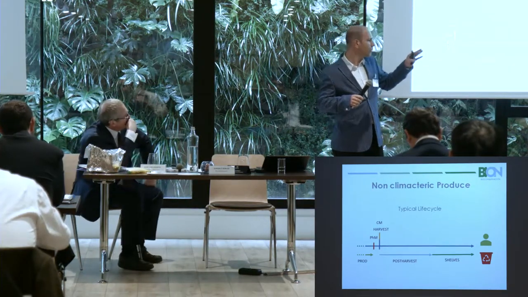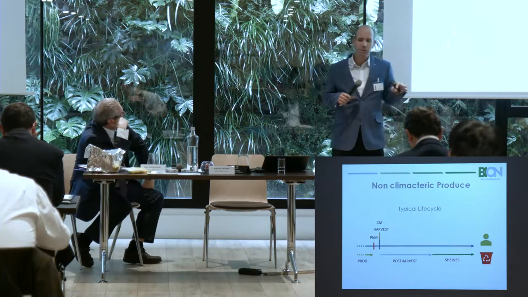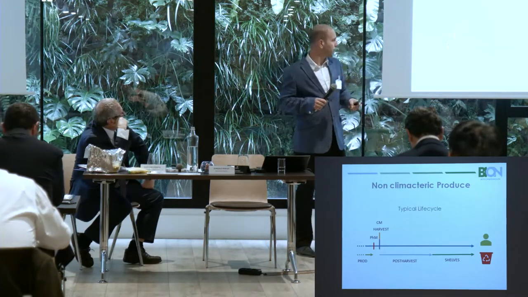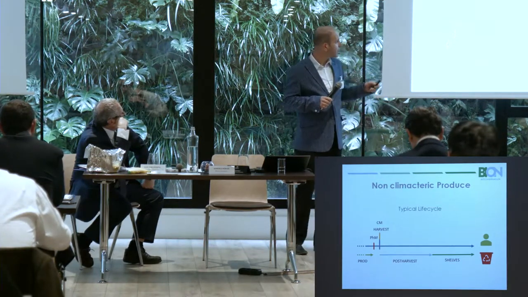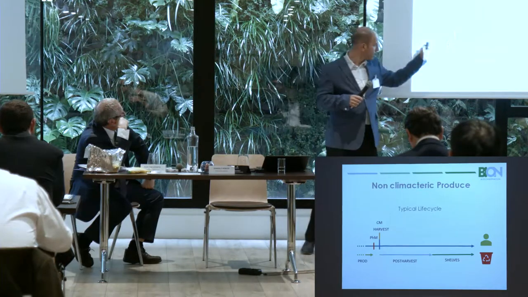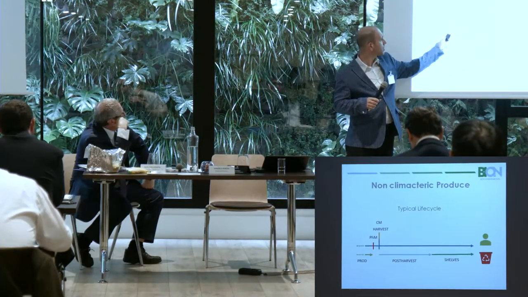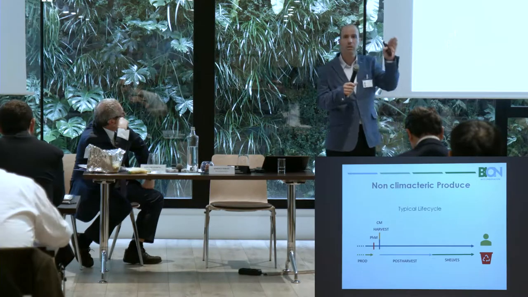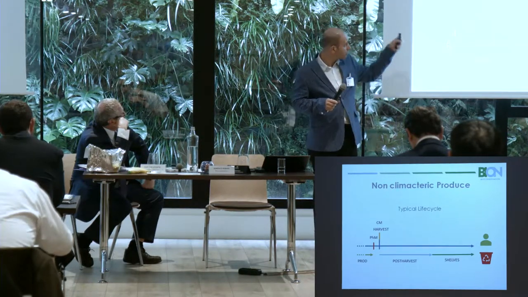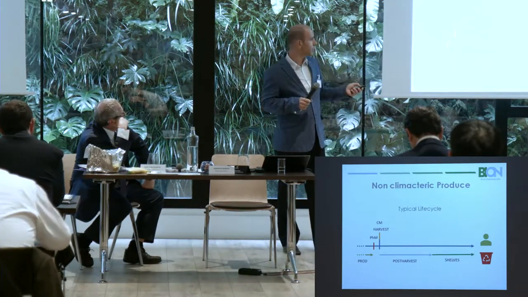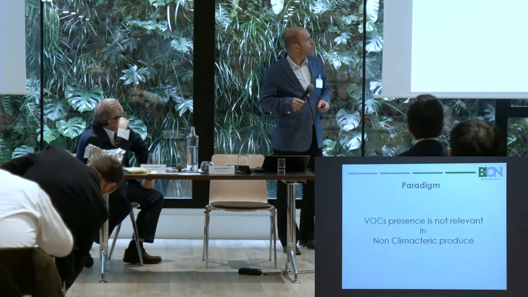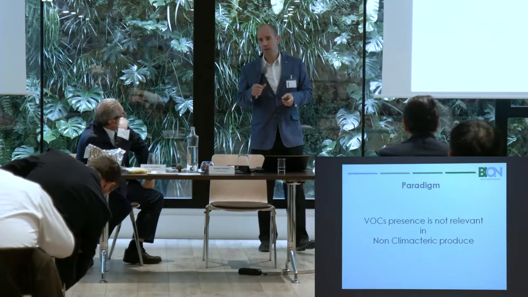The only one of the quality parameters that is kind of special is color, and we are going to talk about it later. But for all the rest, you have to have physiological maturity, consumption maturity, and harvest maturity pretty much in the same spot in order to harvest a non-climacteric product. So what is the paradigm with this kind of products?